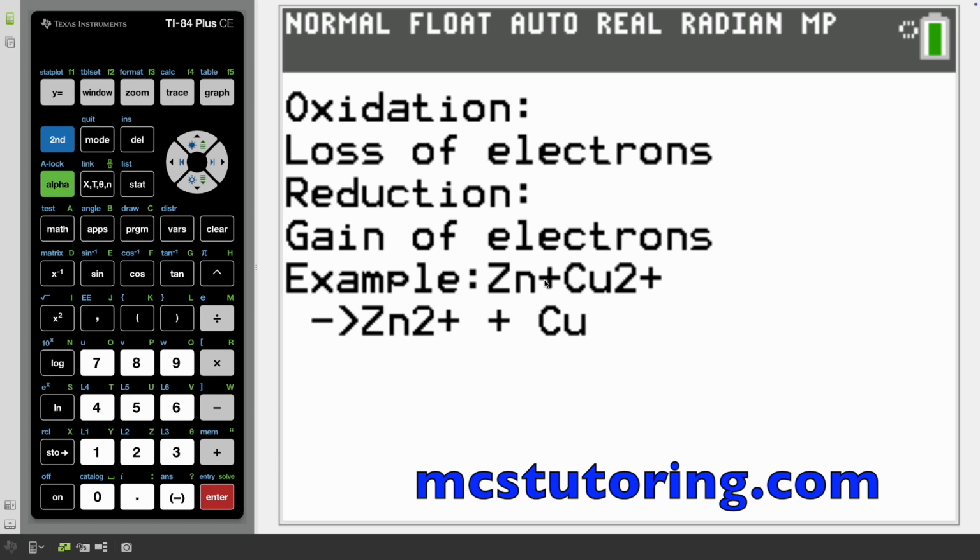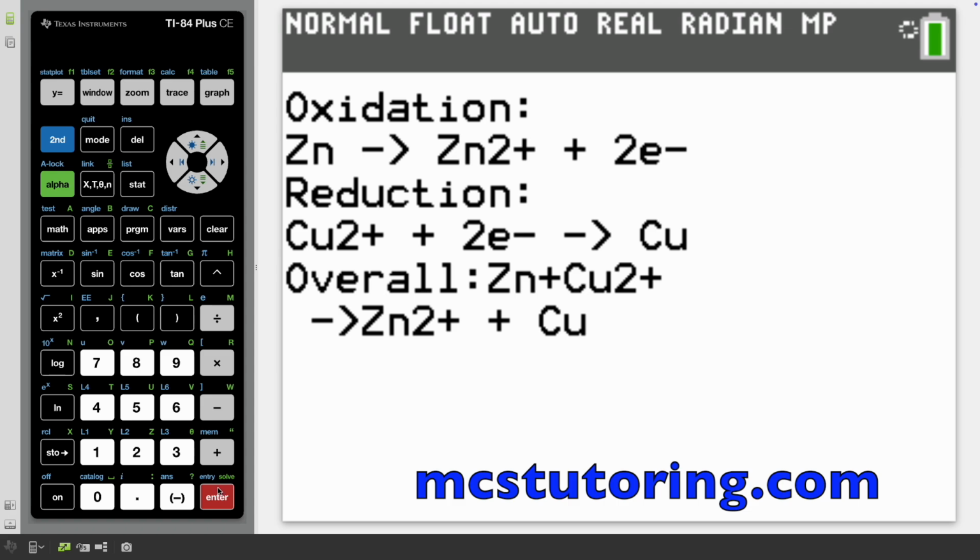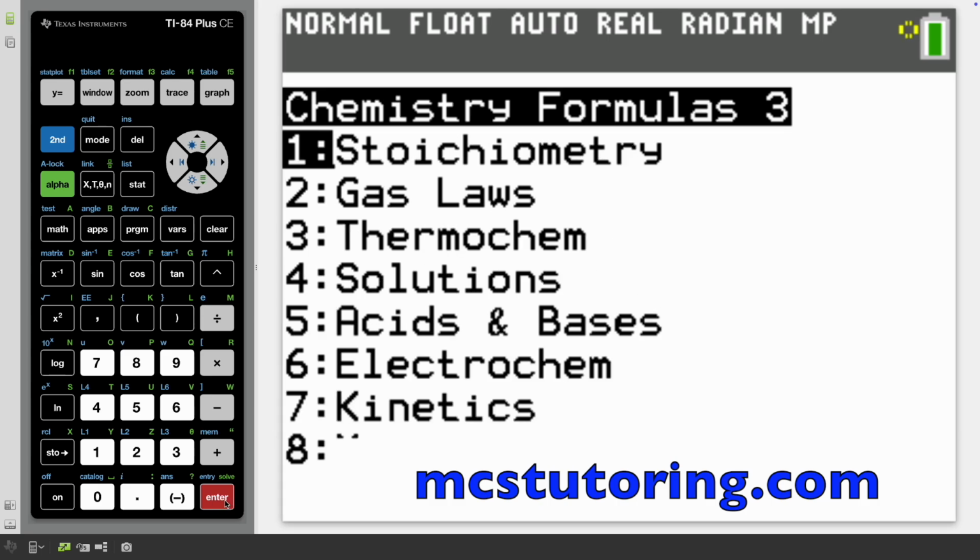So Zn plus Cu2+ yields Zn2+ plus Cu. The oxidation is this half reaction, the reduction is this half reaction, and the overall is this reaction. So it's kind of cool. It breaks it down for you, so you see what's going on.